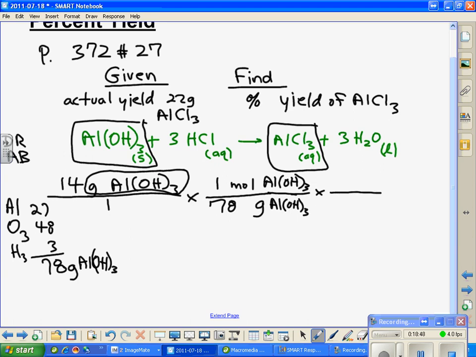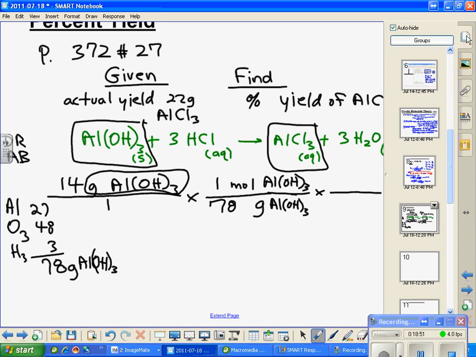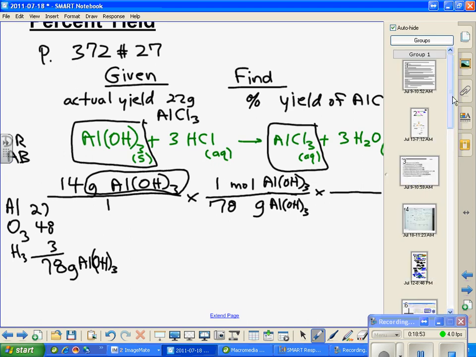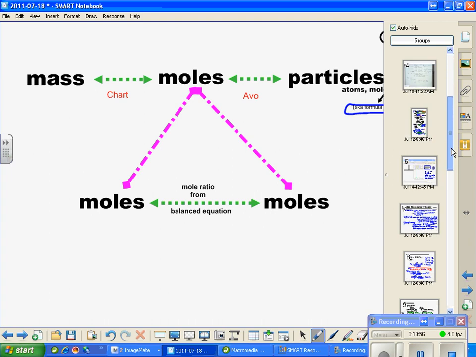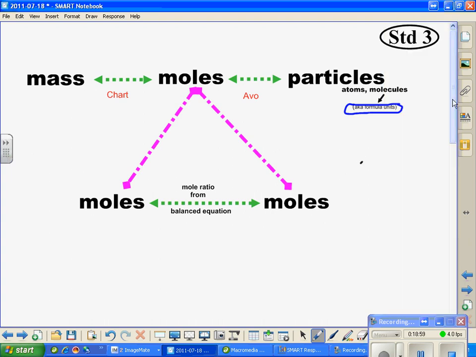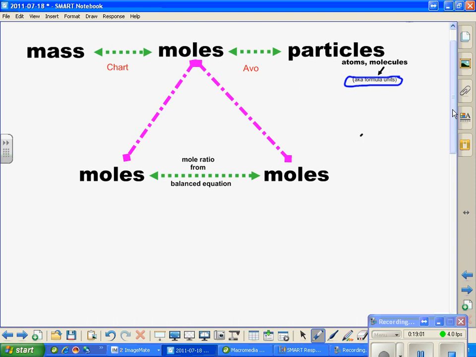Okay. Now, let's go back to something. Look here. Does this mean anything to you? What did we do? Where did we start? Okay, so for this problem, we started with mass, and we went this way. Did we go to particles? No, we had to come down. Right there. We're in aluminum hydroxide, right? Al(OH)3.